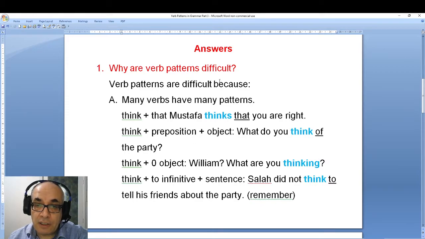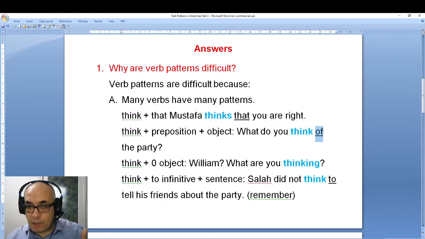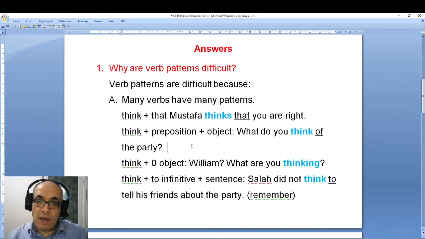So verb patterns are difficult because many verbs have many patterns. So after think, what can I use after think? I can use a clause, that you're right. I can use a preposition and an object. I can use zero object, here nothing, as you can see, after thinking. Or I can use to plus infinitive and then a sentence. So any person who speaks or writes English must follow this structure, this pattern, if you want, verb pattern. So if I am going to use think, I have to know what I can put or use after think.